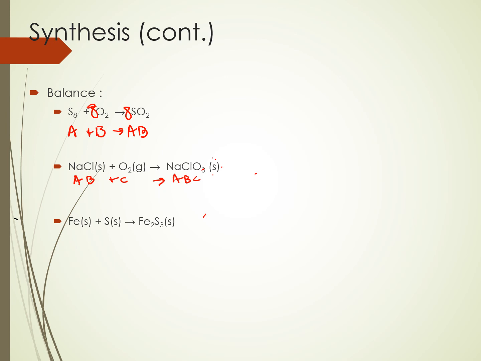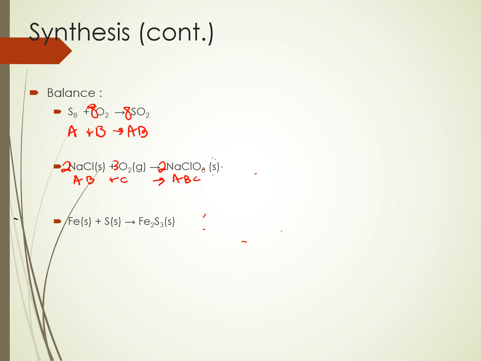I have 3 oxygens as a product, 2 oxygens as a reactant. The lowest common multiple between 2 and 3 is 6, so I'm going to have 2 for my number of sodium chlorates, and I'm going to have 3 for my number of oxygens. And now, because I have 2 Na and 2 Cl, I'm going to place a 2 out in front here as well.